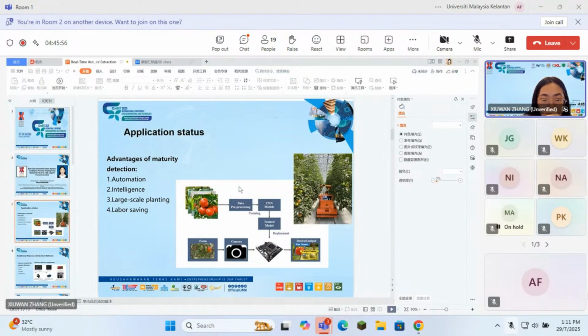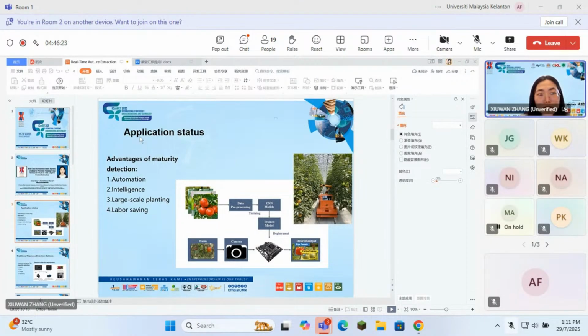However, most of the classifier features are not robust enough for all types of fruit, leading to higher misclassification rates. The maturity detection method based on deep learning is becoming increasingly important and is a key link in improving the efficiency of smart agriculture.